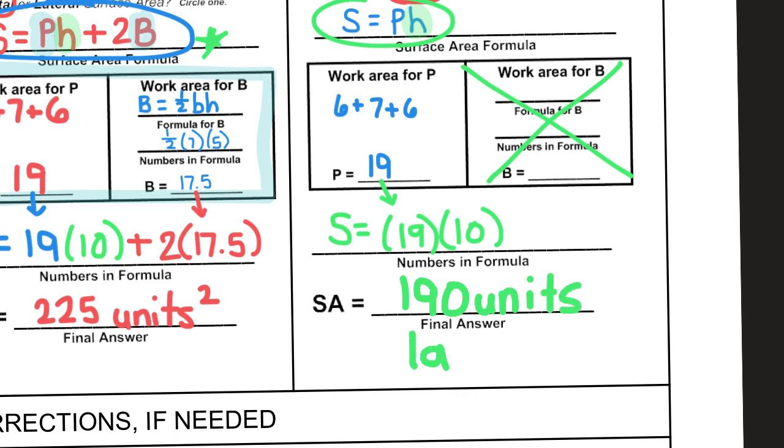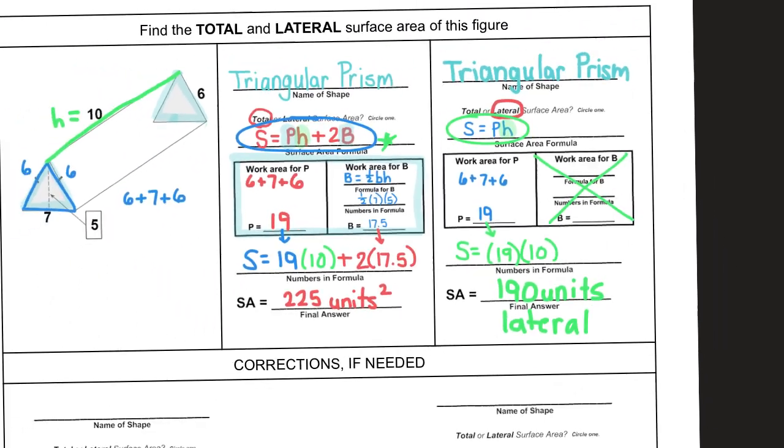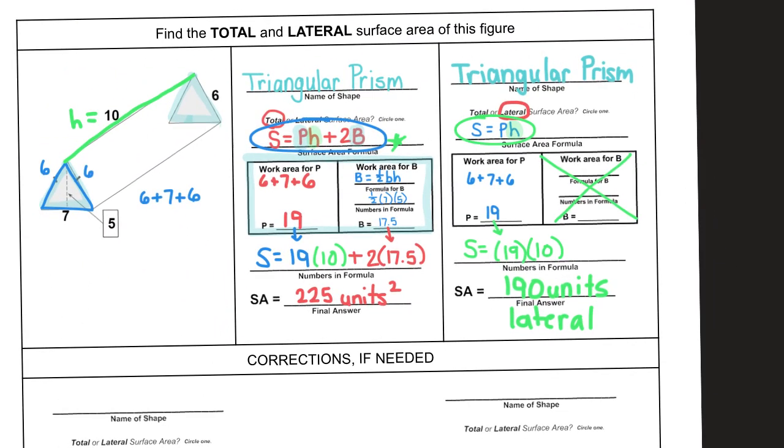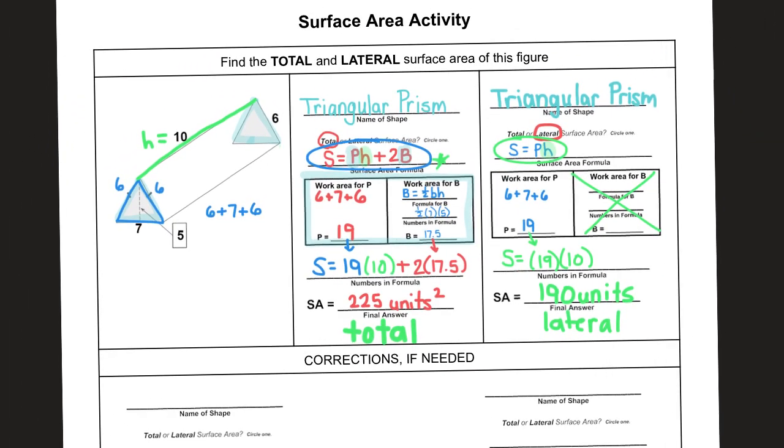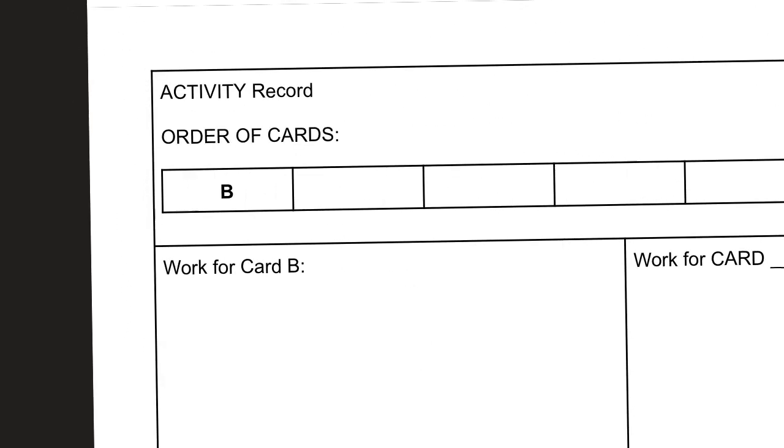This one is talking about the lateral surface area, which excludes the bases, and this one is the total surface area, which includes the bases. The lateral will always be less than the total surface area. Now you'll go on to finish the rest of the activity.